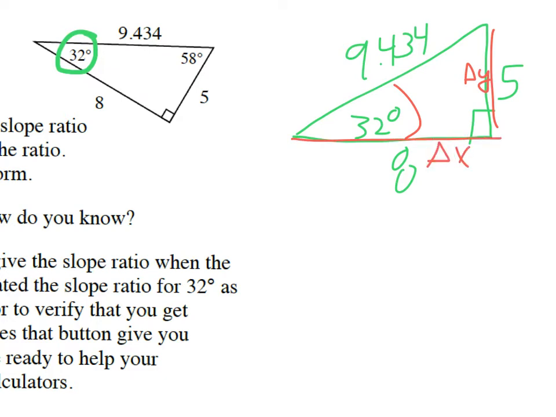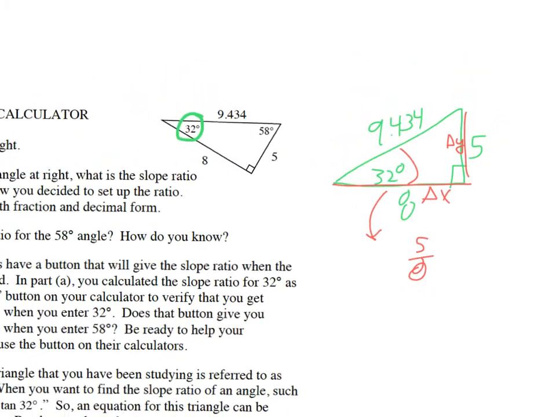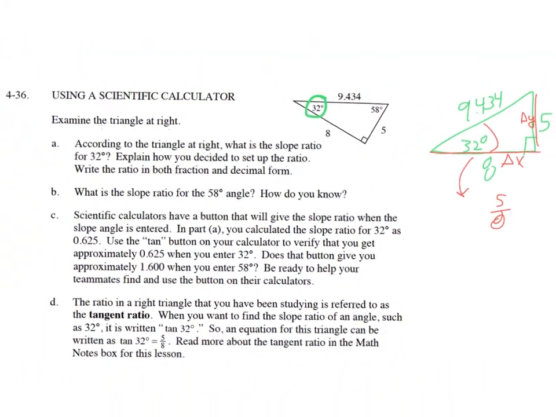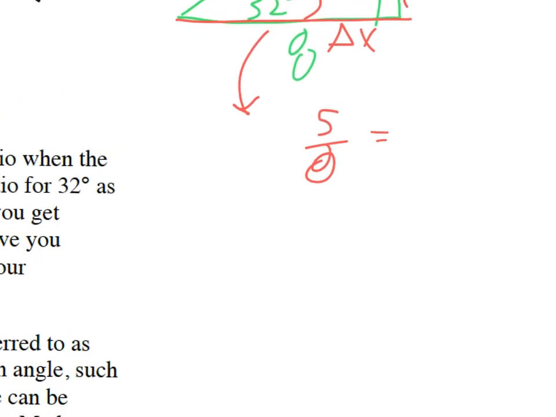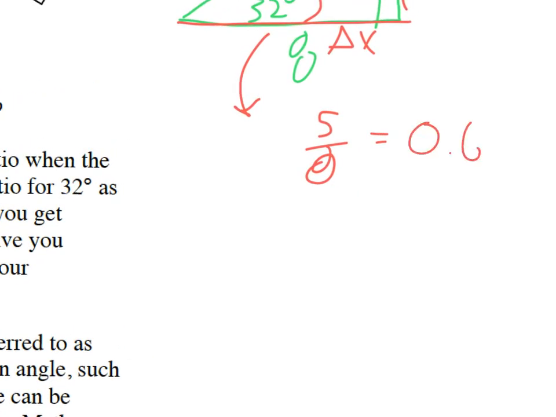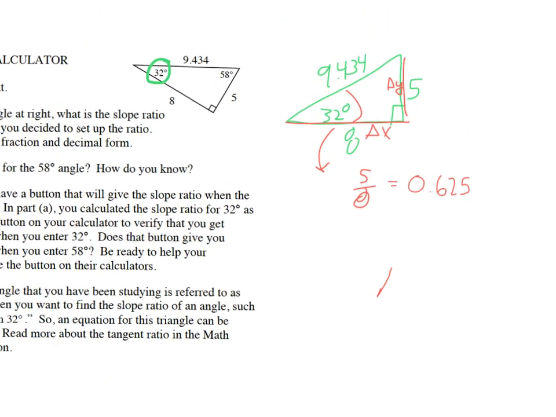So the value for the slope ratio of 32 degrees would turn out to be 5 over 8 in that instance. And so it says, what is the ratio? Read it in both fraction and decimal form. Well, 5 over 8 is the exact same thing as 0.625. That's going to come into play here in just one moment.